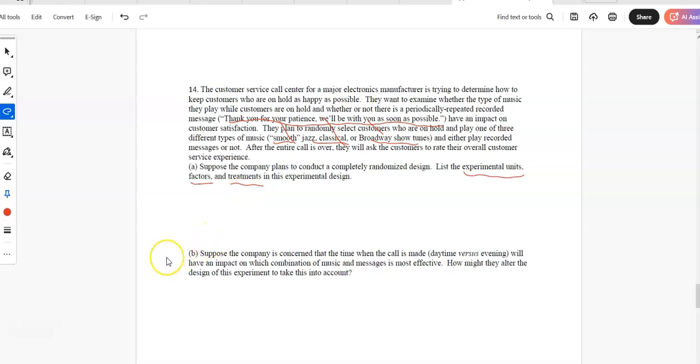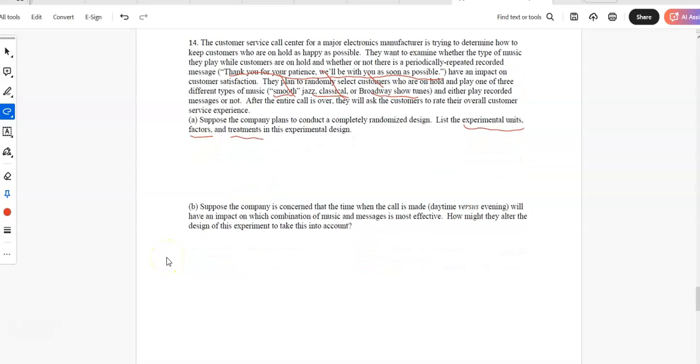Yeah. So part B. Suppose the company is concerned about whether the time when the call is made, daytime versus evening, will have an impact on which combination of music and message is most effective. How might they alter the design of this experiment? Oh, so that's a great question. I love the way they phrase it. They think there's going to be a difference between daytime callers and nighttime callers. So what do we need to do?